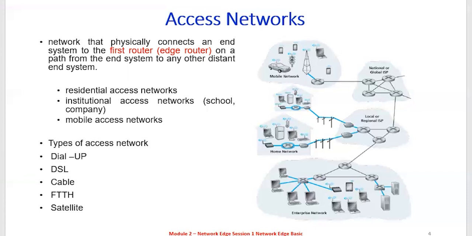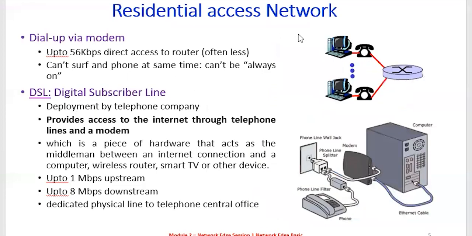Okay. Now we move on to the residential access network. In the case of dial-up access network, you actually use your existing telephone. This is a very early version of the internet. When the internet era started, this was the first kind of network adopted to construct the access network: dial-up via modem. You have a device called a modem. Modem stands for modulator-demodulator. It does both modulation as well as demodulation.